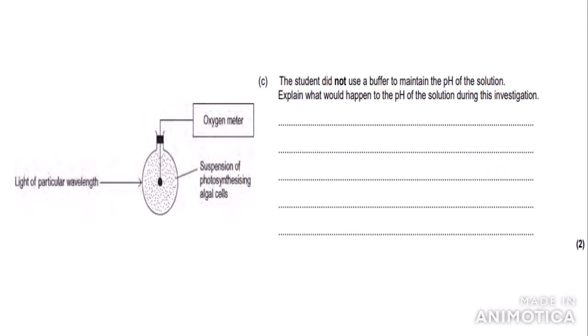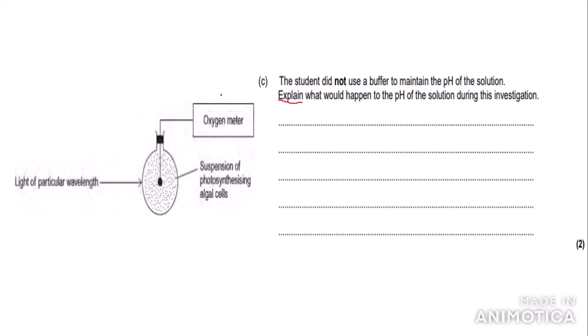Right, so let's look at this part of the question. So the student did not use a buffer to maintain the pH of the solution. Explain what would happen to the pH of the solution during this investigation. So it's asking you if the pH would increase, decrease, or stay the same, and why it would be like that, as it is an explain question.